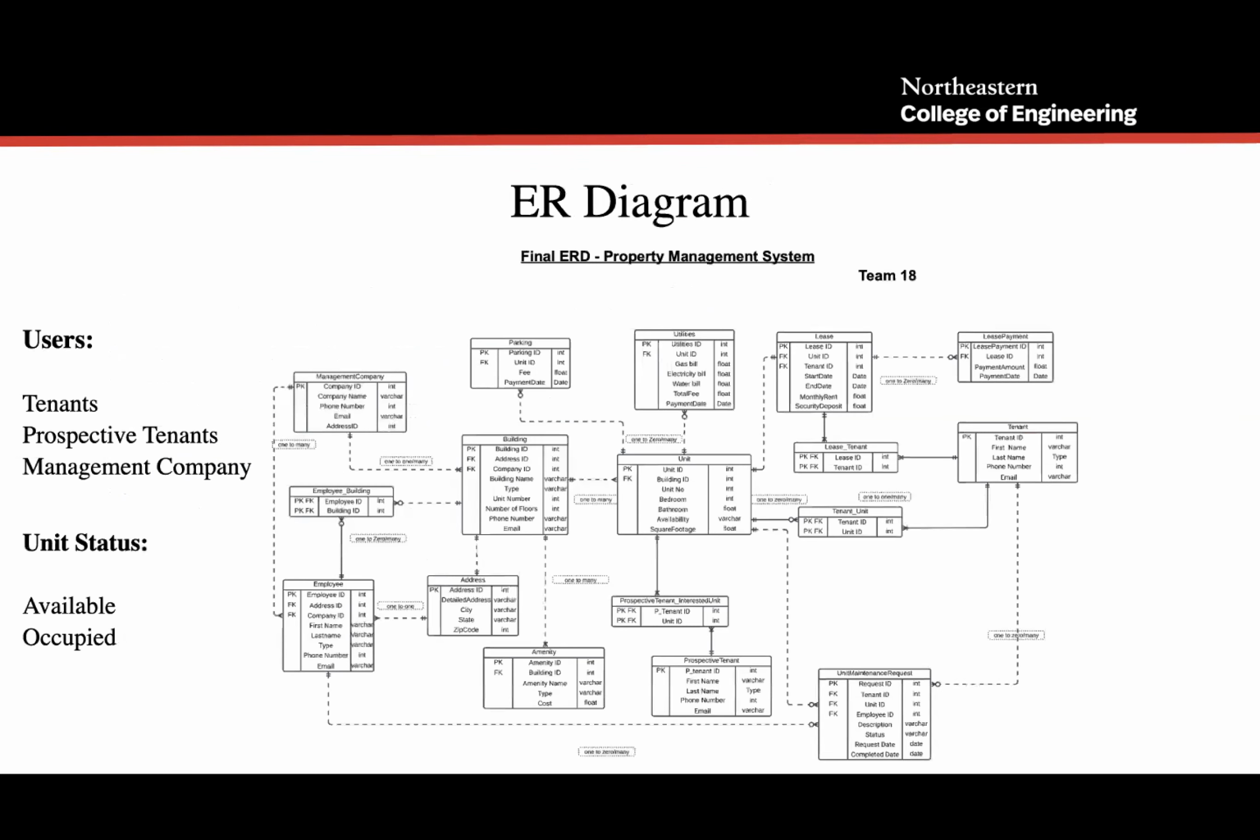As we can see, our ER diagram contains 17 entities in total, and our property management system can be used by 3 kinds of users: management company, tenant, and prospective tenant. Each kind of user could perform their own functionalities. To solve the many-to-many relationships, we created 4 associative strong entities like lease and tenant, tenant and unit, employee and building. And the most important entity is unit, which has 2 kinds of status, either available or occupied. The status of the unit determines what entities it has relationships with. Next, Du Xuan will take over.